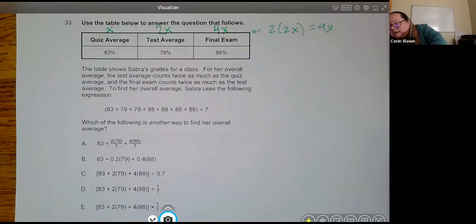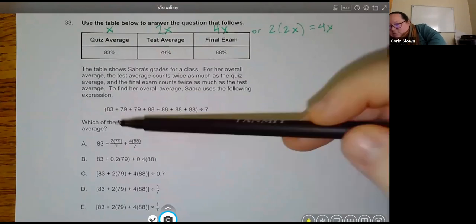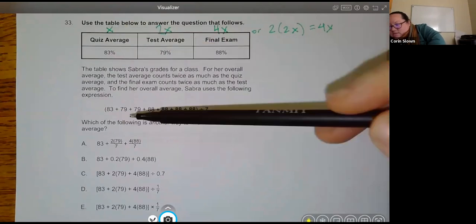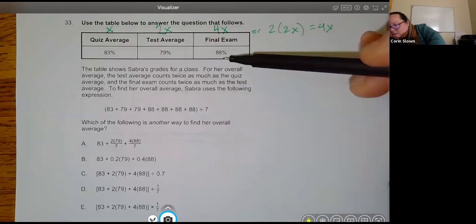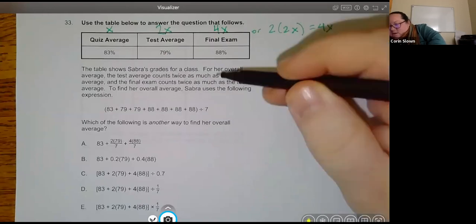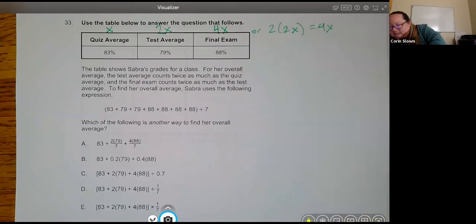To find her overall average, Sabra uses the following expression. So 83, right, which is X, plus 2 times 79, plus 1, 2, 3, 4 times 88. Awesome. And then we divide that by 7, which is the overall number of assignments. Which of the following is another way to find her overall average? Okay, so let's take a look. So 83 times 2 times 79 times 4 times 88.